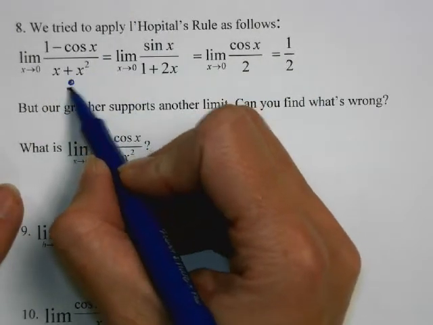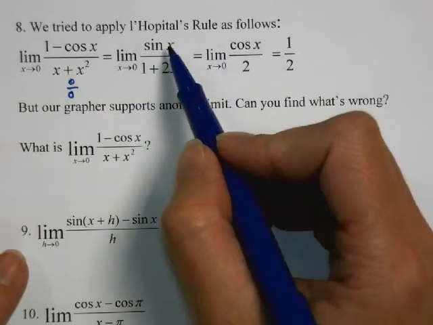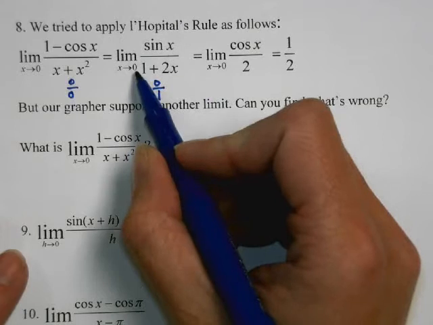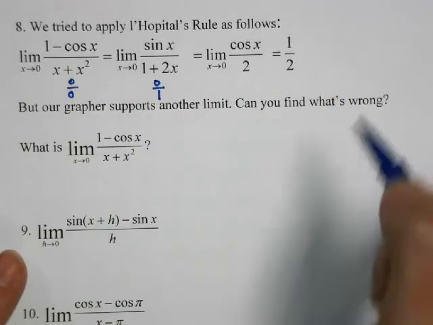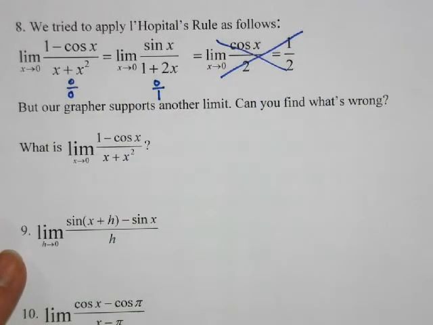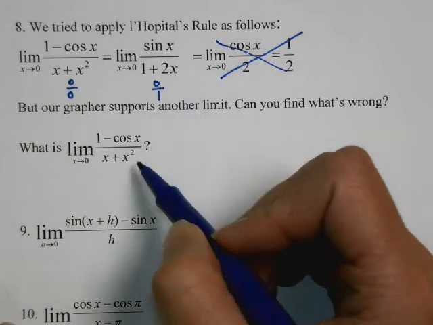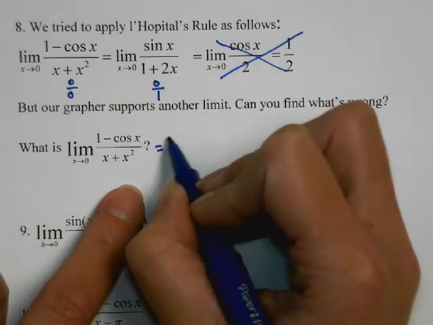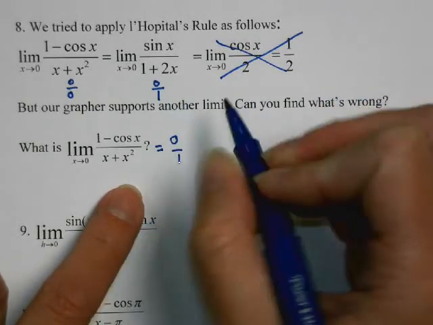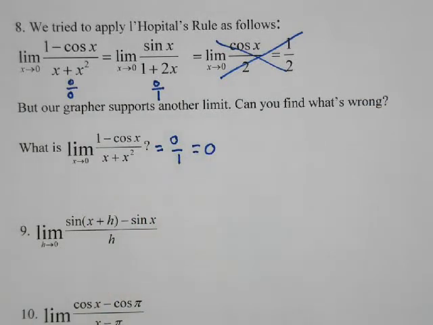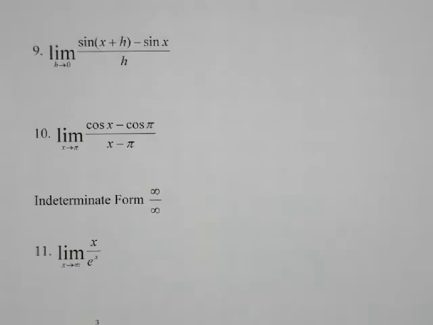So here we have 0 over 0. Here we have 0 over 1, because if I plug 0 in here, I still have this 1. So this I can't do, that's no longer valid because this is not 0 over 0. But we can evaluate that limit there. So this limit is going to be 0 over 1, which is 0, and that's what we saw on the graph.